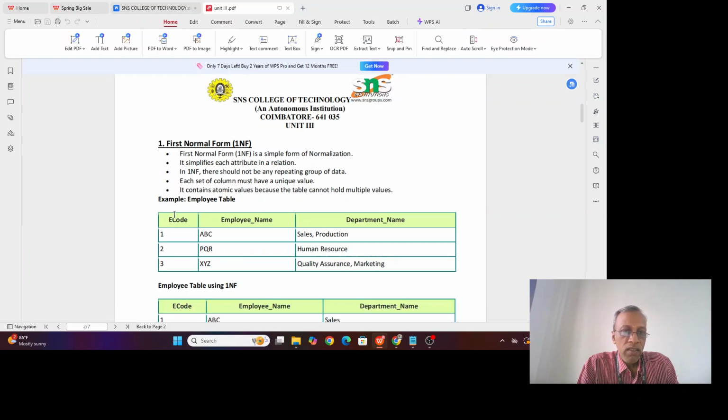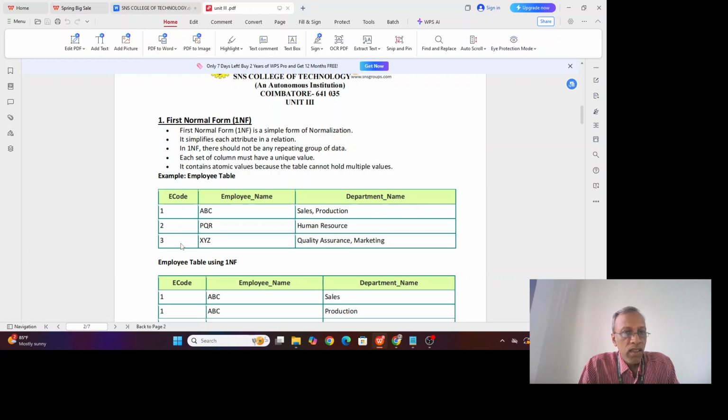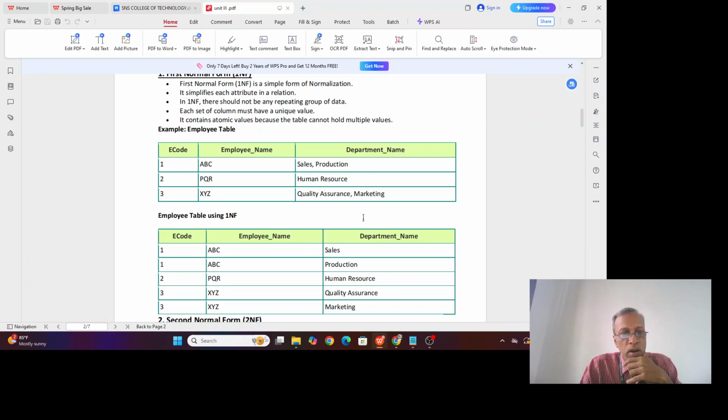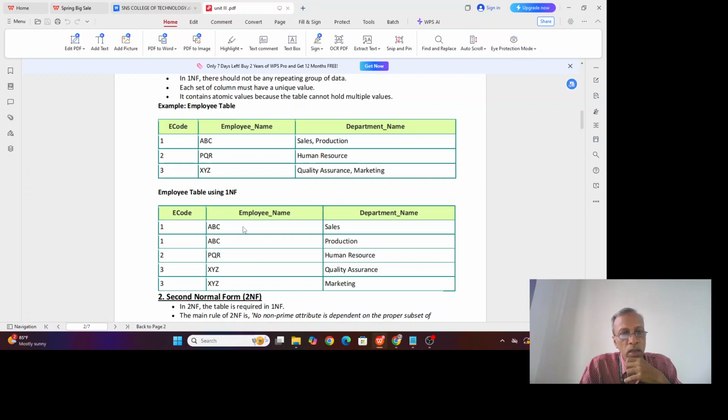Here we take the employee table as an example. The serial number, which we also call the employee code, is 123, and the employee names are ABC, PQR and XYZ. They are working in different departments like sales, production, human resource, quality assurance and marketing. How are we going to use 1NF in the employee table? E code, that is employee code 11, employee name ABC, and the department is different. One is in the sales department and another is working in the production department.